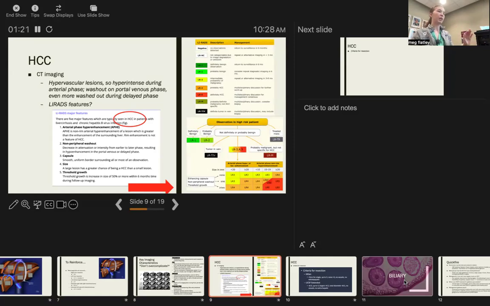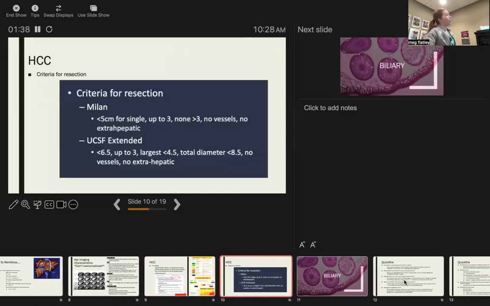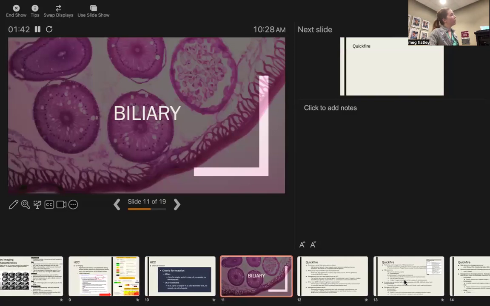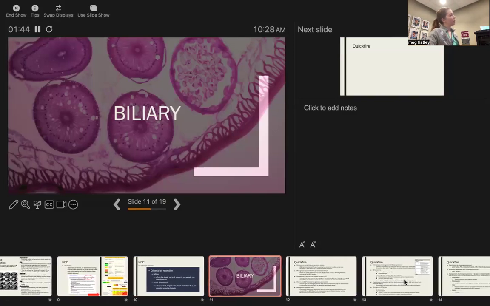I've never seen, nor would I ever expect this specific chart to be on the ABSITE. What I would take away from this is that these are the major features characteristic of HCC on imaging. And so I think these are very high yield. You're not going to be given some sort of LIRADS 3 probably and asked what specifically to manage that. Here we go. Criteria for resection. There you go. All right. Questions about any of that? Again, go home and do some practice questions.